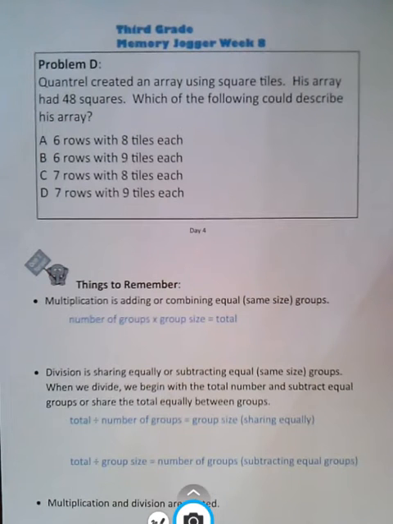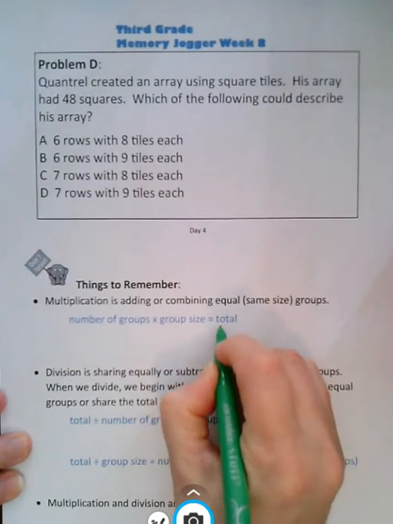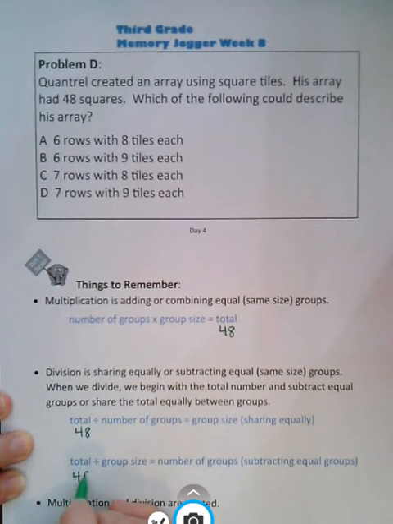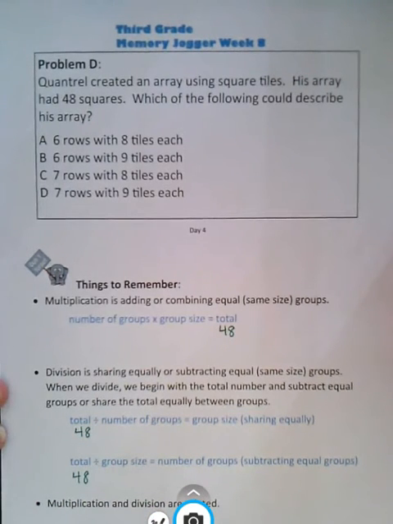Multiplication and division are related, so we could record this a number of ways. We know that there's a total of 48 squares, so whether we're writing it as a multiplication problem or a division problem, we're going to record 48 as the total. Now in this case, we can't be sure about the rows or the number of tiles in each row until we find out more information. So we're going to have to test out each of these. We know there's either going to be 6 rows or 7 rows, and that each of the rows is either going to have 8 or 9 tiles in it. So we have to figure out which one of these is going to give us the total of 48.